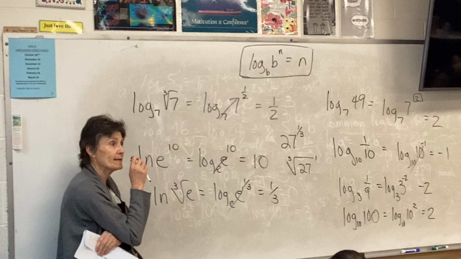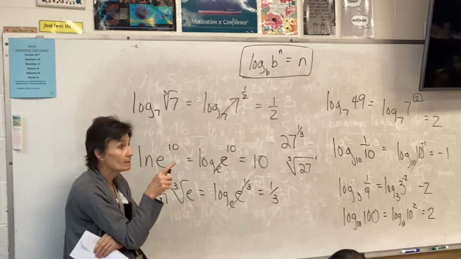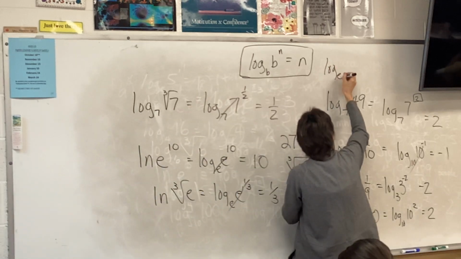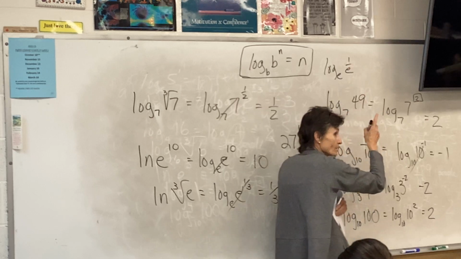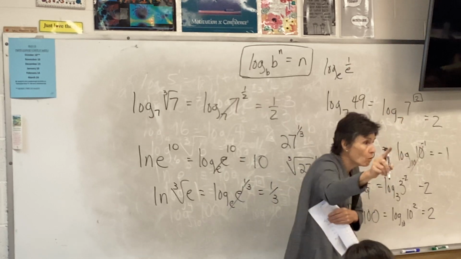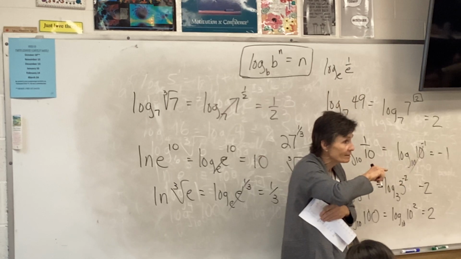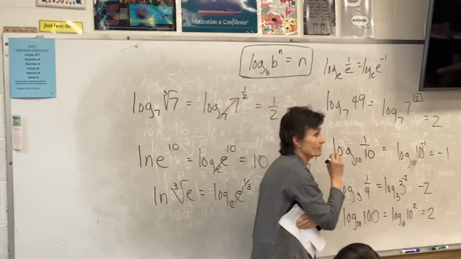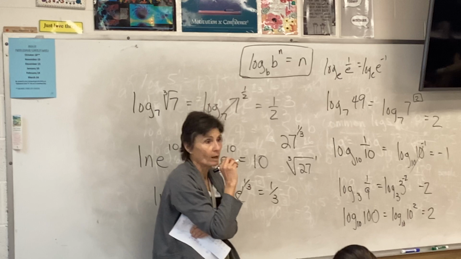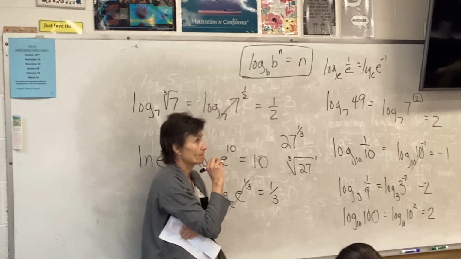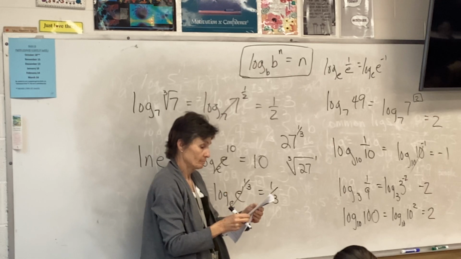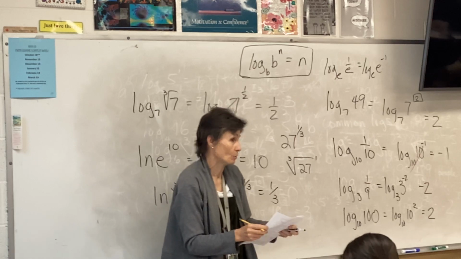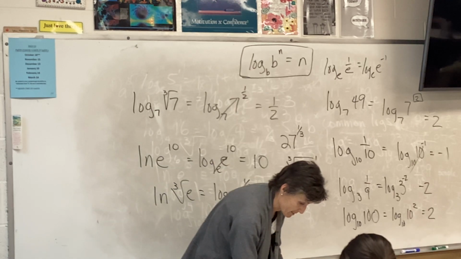Anybody want to throw out an answer to 17? -1? Because it's log base e of 1 over e, and anytime you have 1 over, your power's going to be negative. So this is log base e of e to the -1st. So it's -1. You were right, you said -1. All right, that's a good place to pause because the next one looks totally wacky. So we'll stop there.